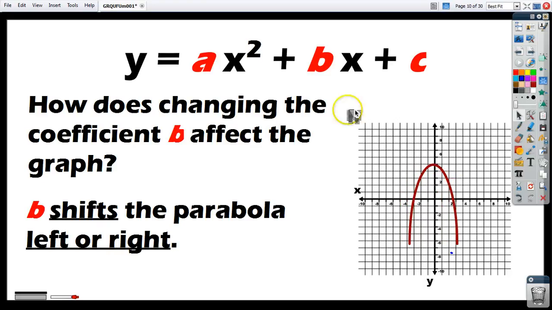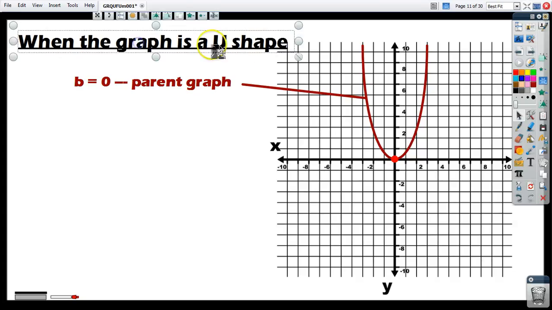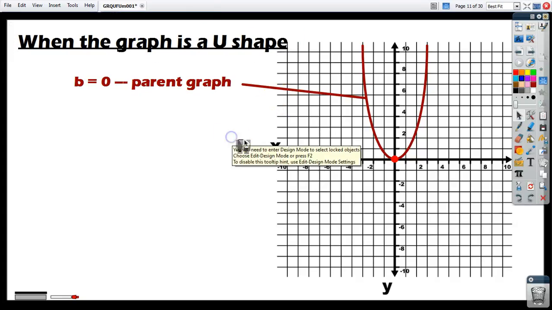Alright, and so take a look at the next slide. And again, all this we should copy down. Whoops, didn't fit on the screen. Alright, now this gets a little tricky because there's actually a couple different situations here, and it all depends on A.